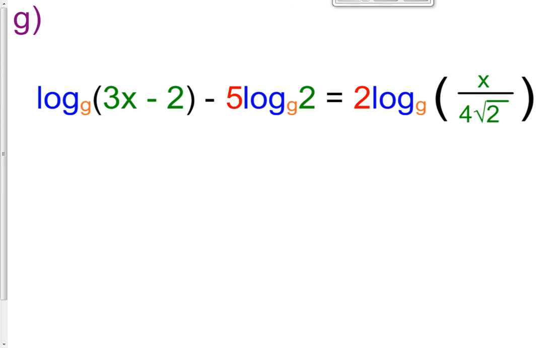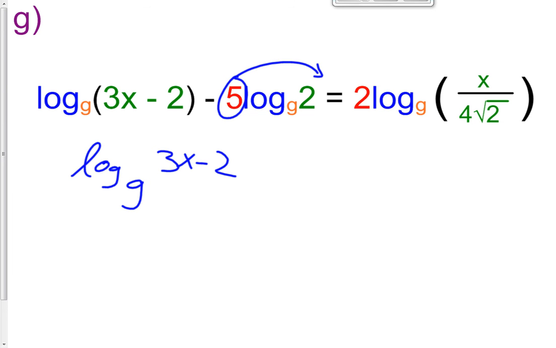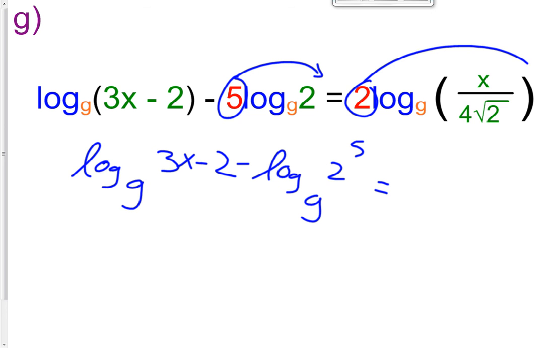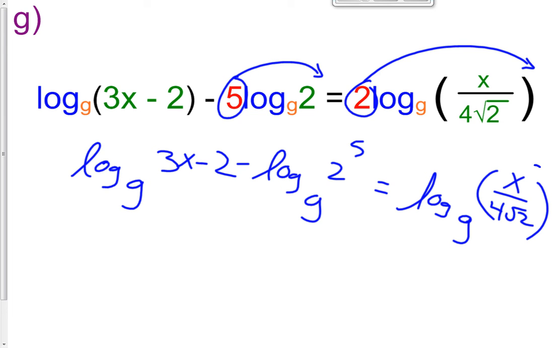Looking at this next one, again, we're going to combine several of our log properties. Here we have the log base g of 3x minus 2. This 5 is a coefficient, so we're going to bring it up here. So it's minus the log base g of 2 to the 5th. That equals, here is a coefficient. We're going to bring it up here. So it's going to be the log base g of x over 4 square root 2. Now that is going to be squared.